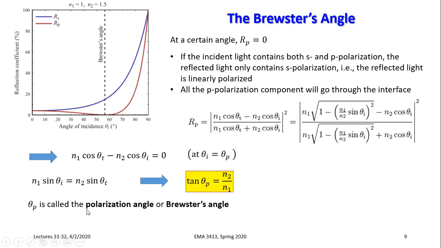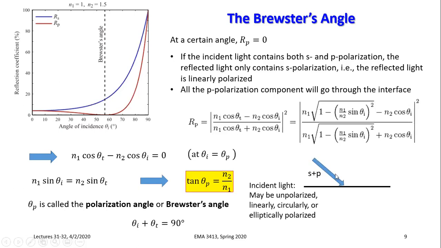Okay. And so this theta P is called the Brewster's angle, or you can also call it the polarization angle. The reason it's called the polarization angle is that, actually, for this Brewster angle, there's also a simple relationship between theta I and theta T. The sum of that is 90 degrees. Okay, so essentially, you're coming in with both S and P waves. And then at the Brewster's angle, you have the S wave partially reflected. You have the P wave going through completely, and then obviously the S wave will go through as well.